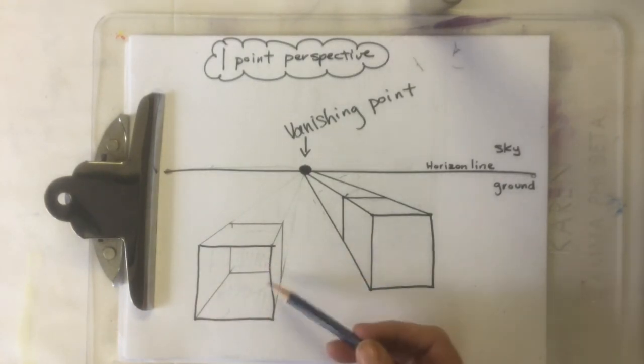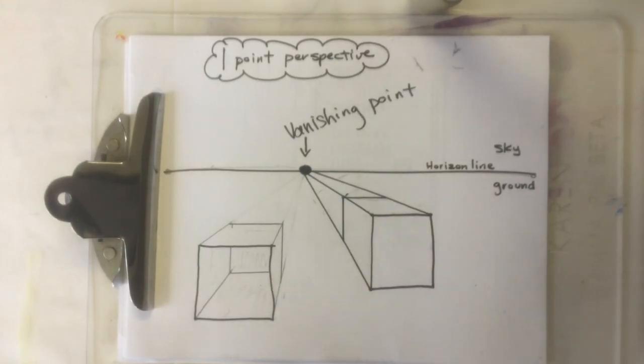Here's a solid box. There's a hollow box. All right, that's 1 point perspective. So you guys go ahead and practice that.